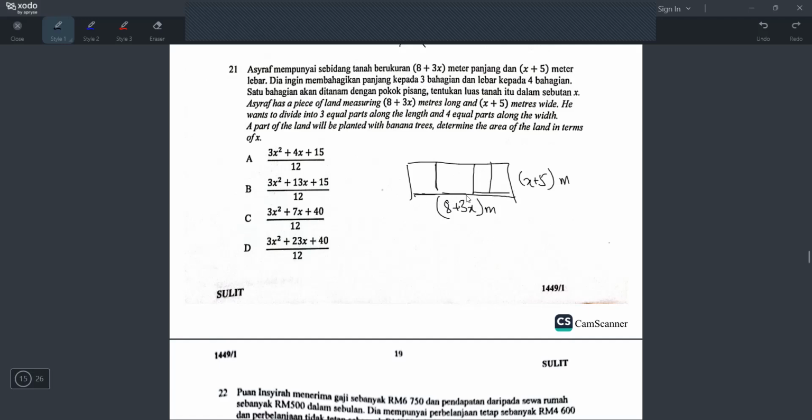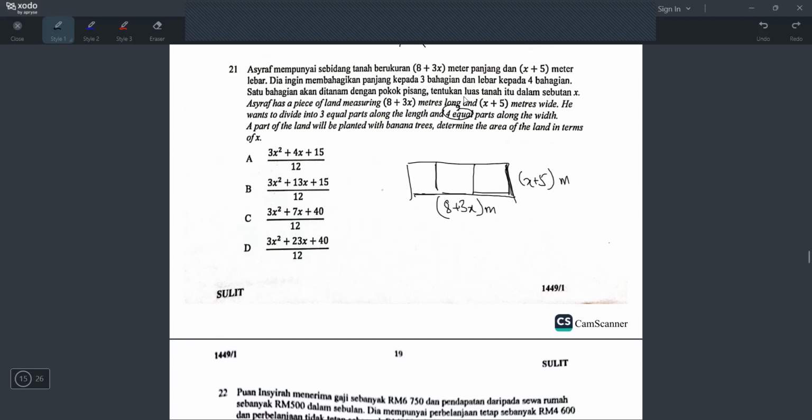If you put 3 lines, it becomes 4 bahagian already. Okay, just put 2 lines. 2 lines in the middle, then 1, 2, 3. Okay, next part is what? Also 4 equal parts along the width. So he wants to divide 3 equal parts along the length and 4 equal parts along the width.